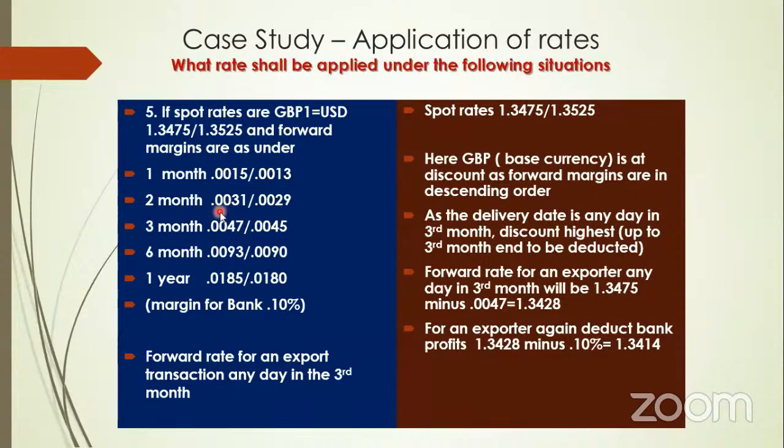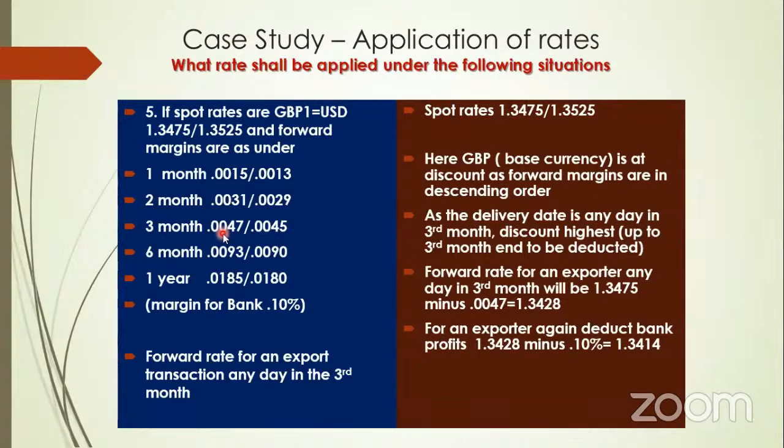Madam, when the base currency, pound, is at a discount and it is for an exporter, you are going to deduct the discount and add the premium. When it is a forward contract, sometimes they may use the monthly contract. I think all of you have discussed this in your earlier theory sessions.